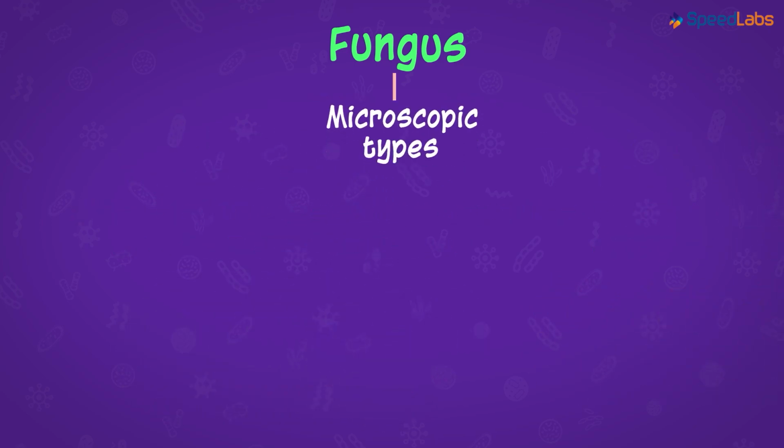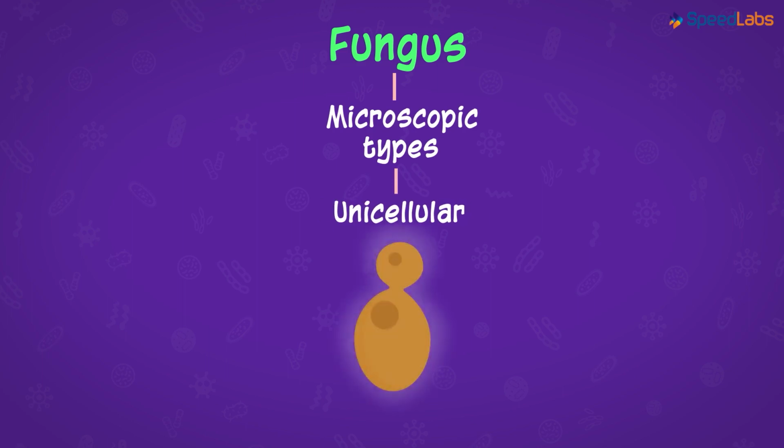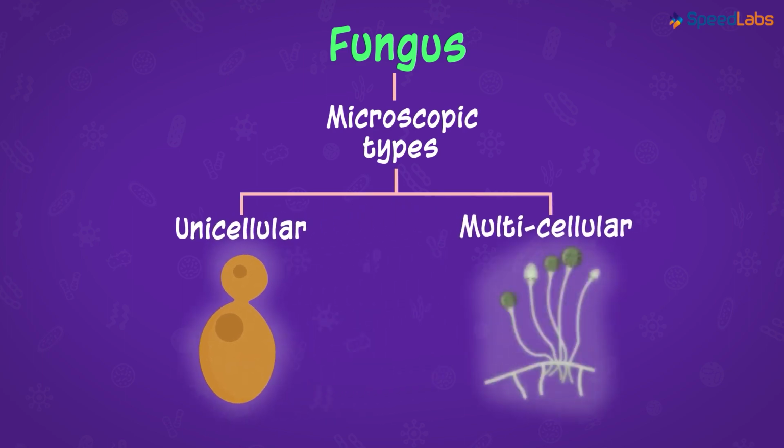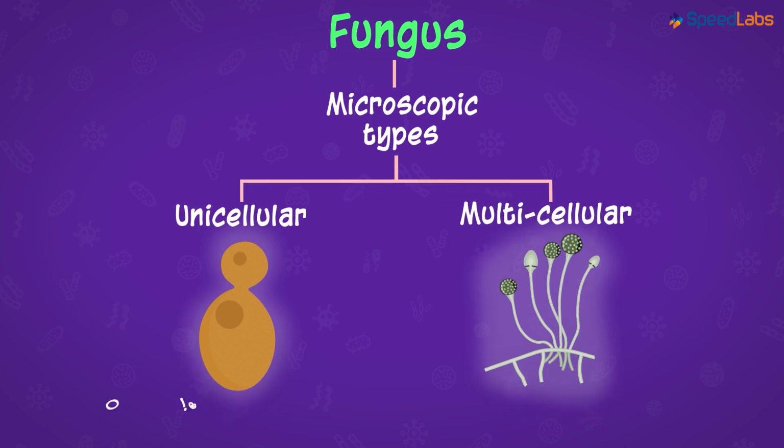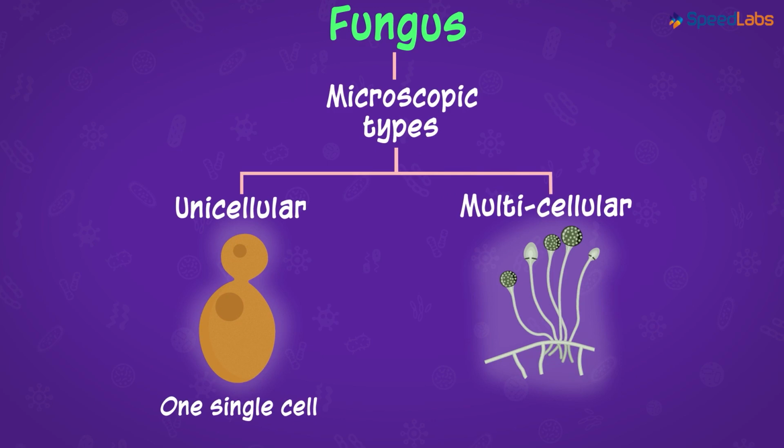Let's talk about the microscopic types first. These being too small, what do you think will be their structure? Do you think they will always be unicellular? Well, not all. Only a few types like yeast are unicellular, whereas others, in spite of being microscopic, are multicellular in nature. The unicellular forms exist as one single cell which performs all the activities efficiently. On the other hand, the multicellular ones have bodies comprising many cells that coordinate to bring about smooth processes.